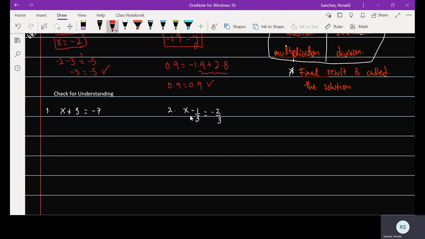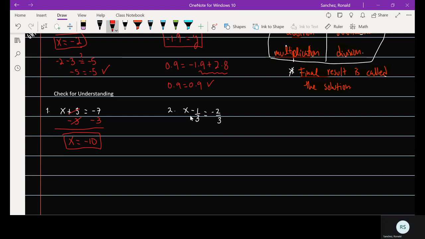So I have x plus 3 is equal to negative 7. The opposite of adding 3 will be to subtract 3. And what I do to one side, I must do to the other side. And that will give me, well, positive 3 minus 3 cancels out. And I'm left with x is equal to negative 7 minus 3. That's negative 10. And that is my solution for the first equation here on the check for understanding.